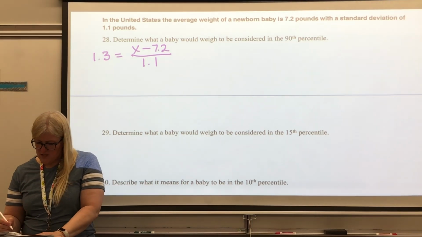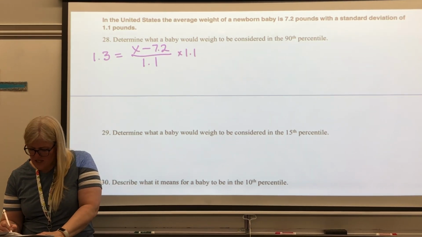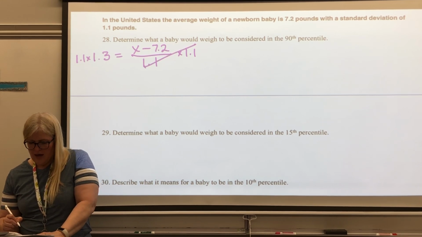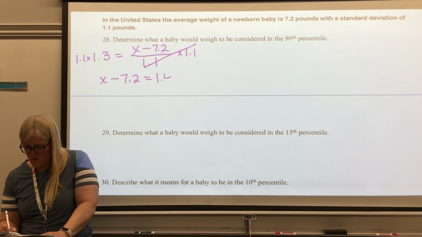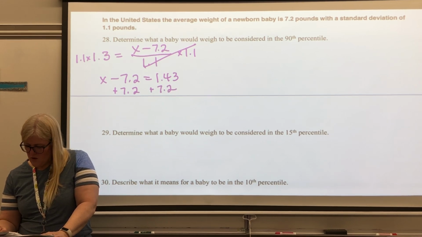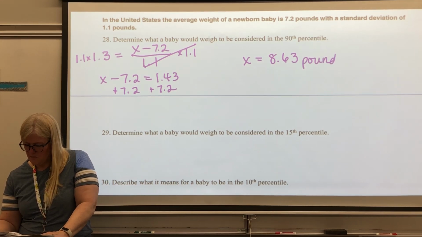I multiply both sides by 1.1 to get rid of the denominator. And I get x minus 7.2 equals 1.43. And then I add 7.2 to both sides. So the baby is 8.63 pounds.